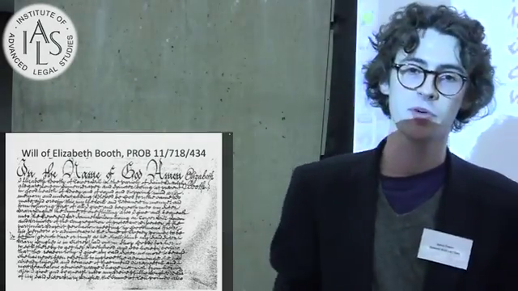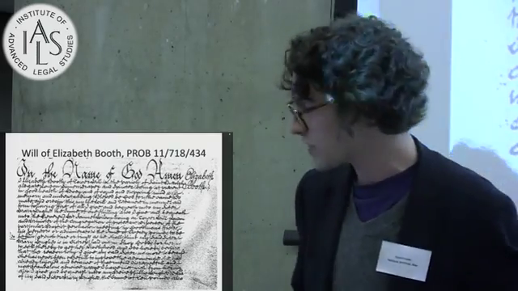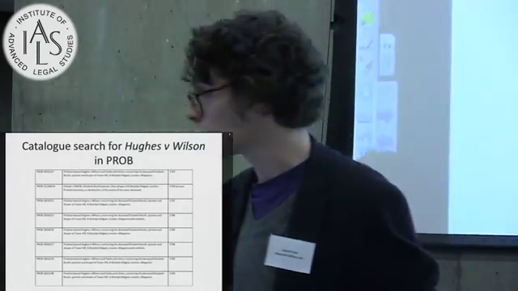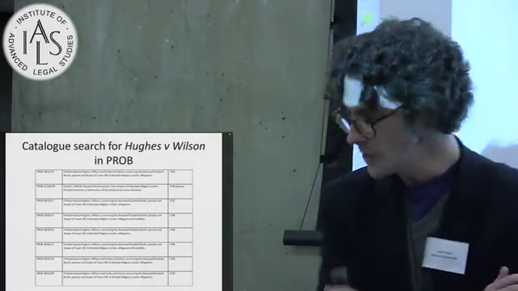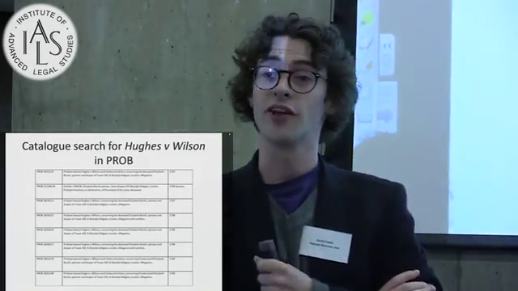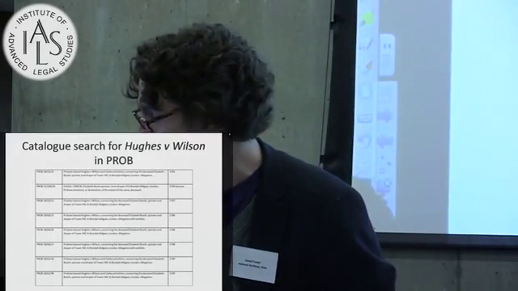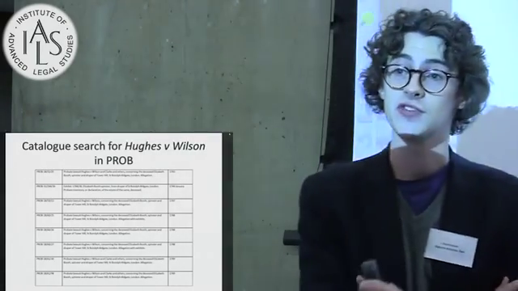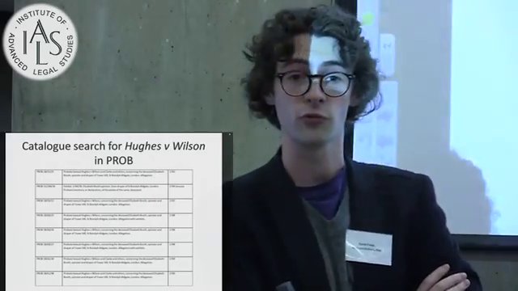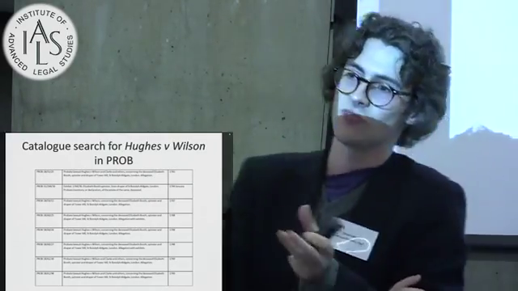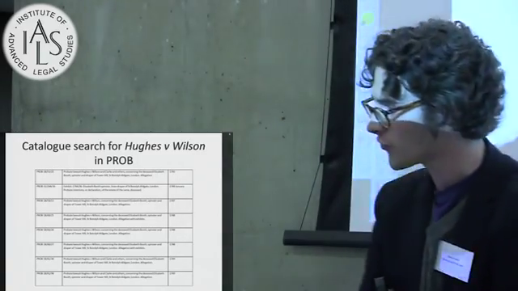So if you search Elizabeth Booth into the probate records, we then find quite a large number of entries relating to a case called Hughes and Wilson. And this is the lawsuit arising out of that clause that I just read out. So we can see 1, 2, 3, 4, 5, 6, 7, 8 entries, all relating to one case. Now, this case wasn't reported, it's not a legal landmark per se, but it's just illustrative of the sort of things that you can find.